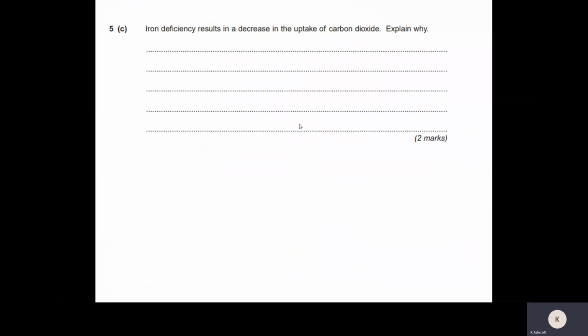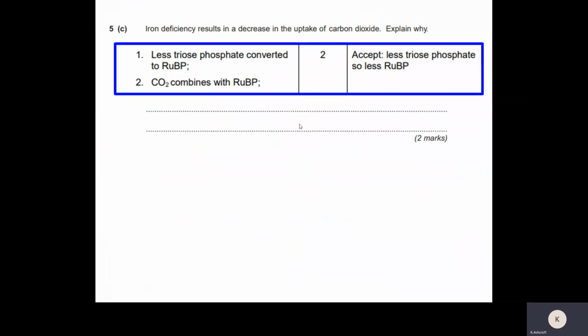Now, if there's less RuBP present, it means less carbon dioxide can be fixed to make glycerate 3-phosphate or GP. So less carbon dioxide is being used up in the fixation step because of the low concentrations of RuBP. Okay, so the mark scheme answer is less triose phosphate is used to regenerate RuBP, and therefore because there's a lower concentration of RuBP, less CO2 will combine with it. There's less CO2 fixation with RuBP, and therefore there's a smaller uptake of carbon dioxide.